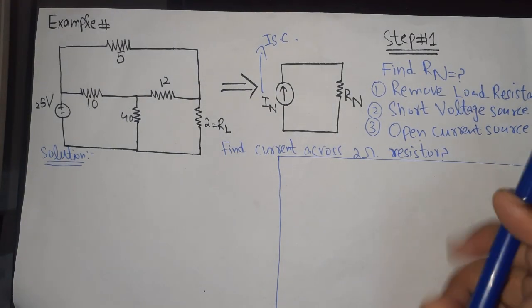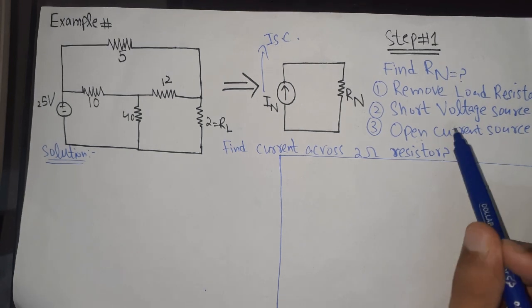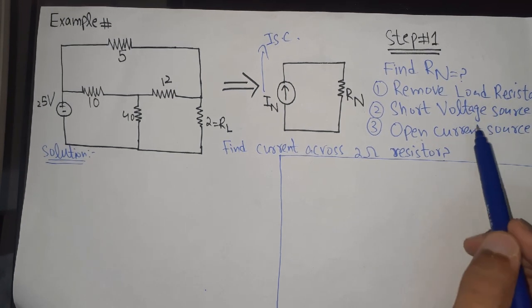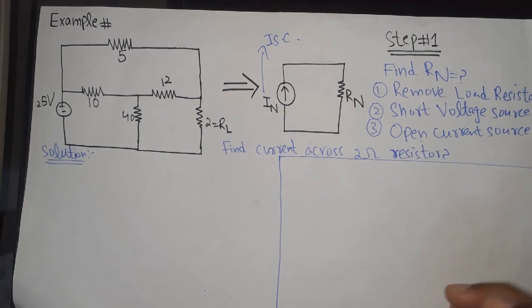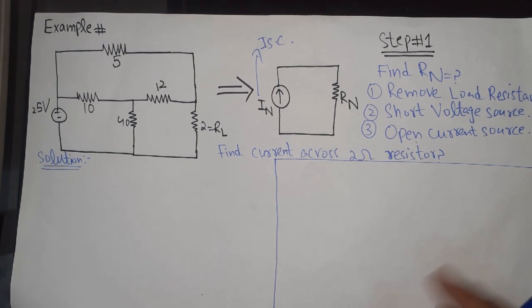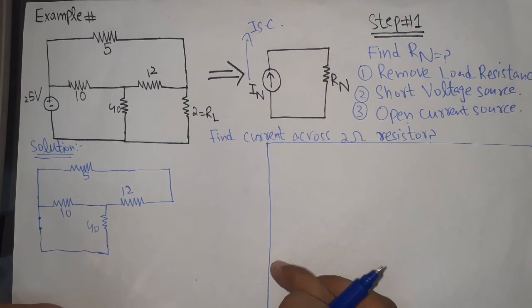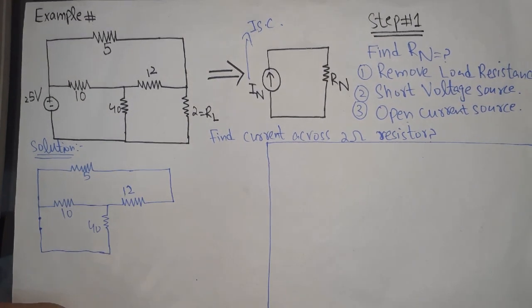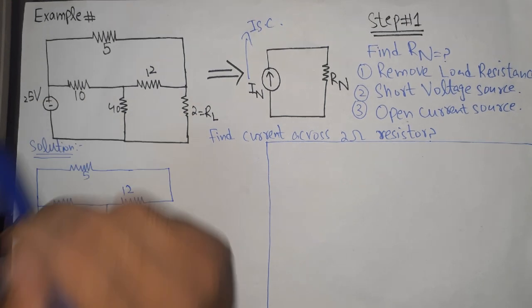So firstly, we need to find Norton resistance using these three steps. We need to remove the load resistance, short the voltage source, and open the current source. So I apply these three steps to my original circuit and update the circuit. Now we compress the circuit and our updated circuit will look like that. We remove the load resistance and short the voltage source.